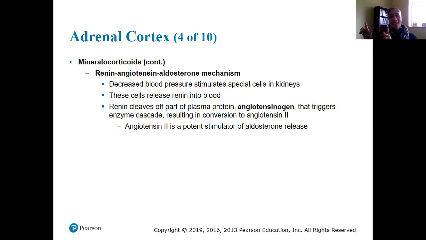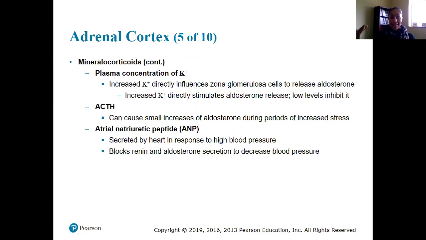Angiotensin 2 will then target the adrenal cortex to make aldosterone. So that's that effect. If there's increased plasma concentration of potassium, that will directly influence the adrenal cortex to release aldosterone, and increased potassium will directly stimulate aldosterone release, and low levels of potassium will inhibit it. ACTH can cause small increases of aldosterone during periods of increased stress.